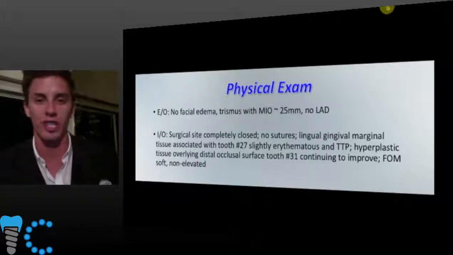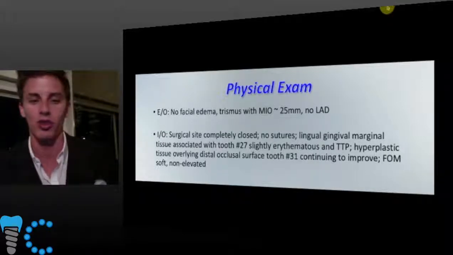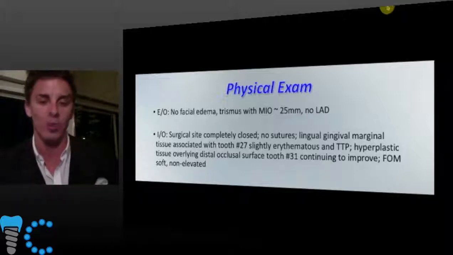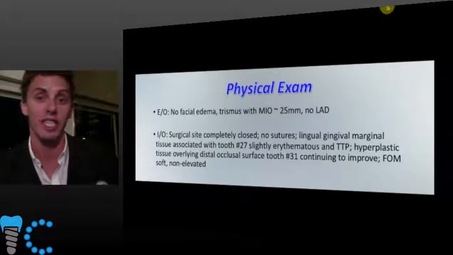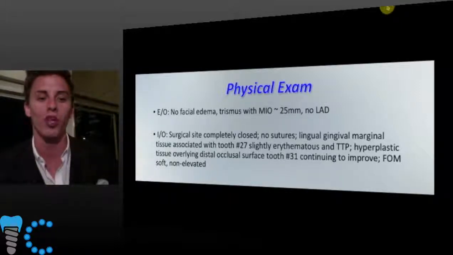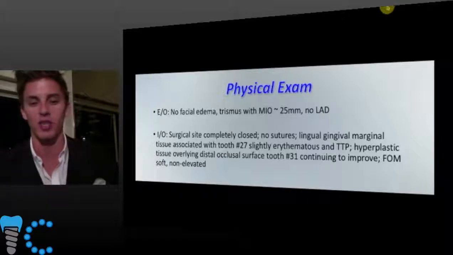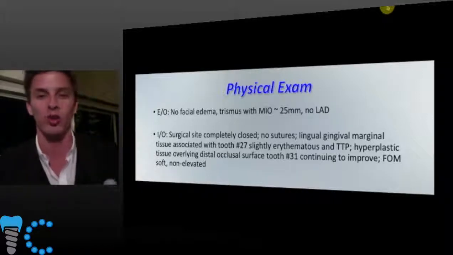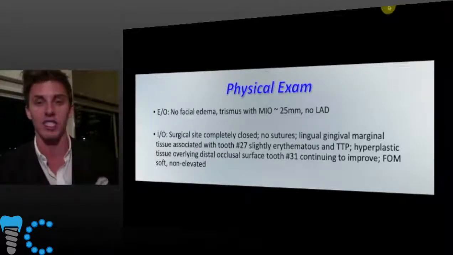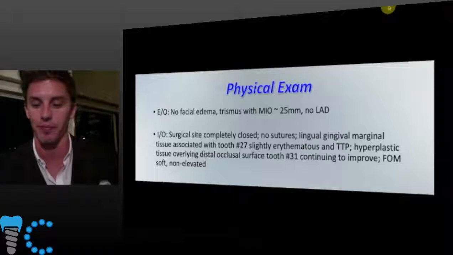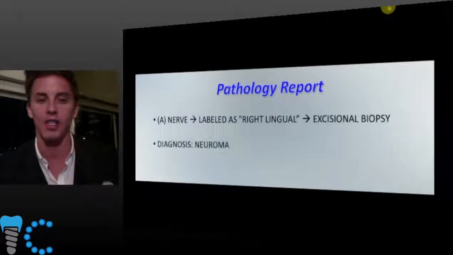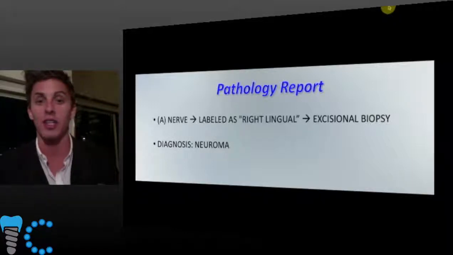Intraorally, the surgical site is completely closed with no sutures. The lingual gingival marginal tissue that is associated with tooth number 27 because of the dissection is slightly erythematous. It's all normal. There is some hyperplastic tissue that's overlying the occlusal surface of 31. That's not surprising because of the inflammation of the tissue in our surgical dissection. Our pathology report comes back as neuroma, which is not surprising.